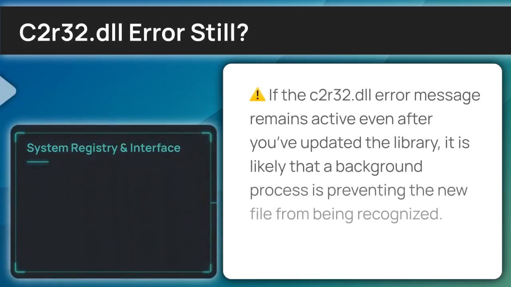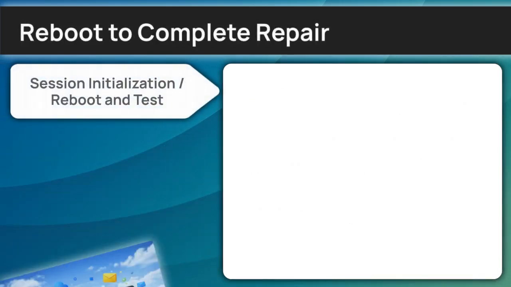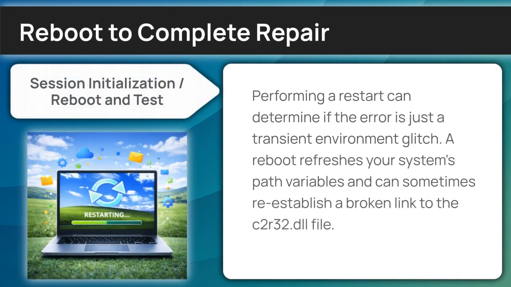When a fresh installer fails to clear the error, it typically points toward a deeper conflict within the Windows execution layer. Performing a restart can determine if the error is just a transient environment glitch. A reboot refreshes your system's path variables and can sometimes reestablish a broken link to the c2r32 file.